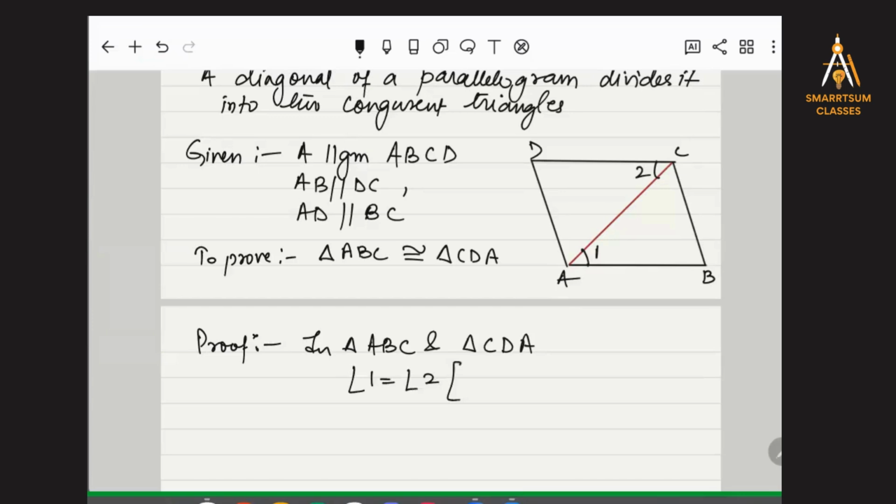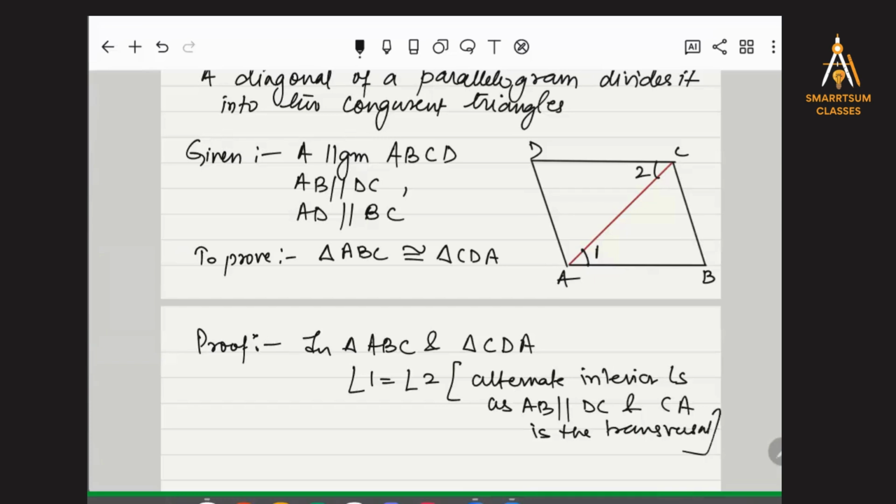Why? Alternate interior angles. Right? As AB is parallel to DC and CA is the transversal. Getting that? So these two parallel line AB and CD is cutting by the third line, the transversal CA, and therefore the alternate interior pair of angles will be equal.